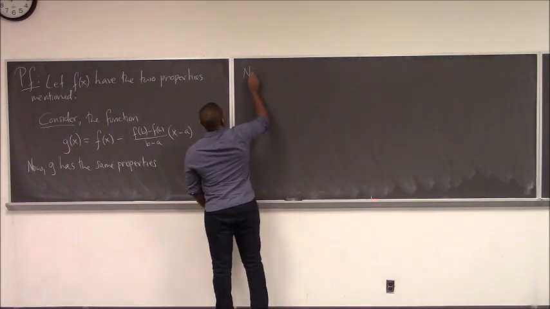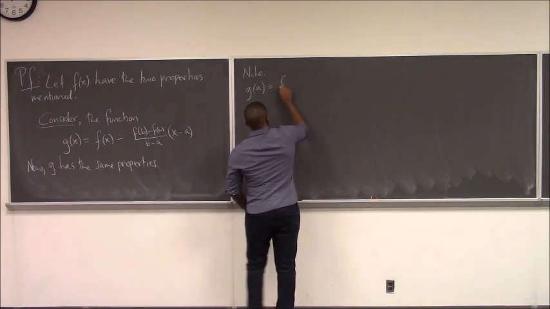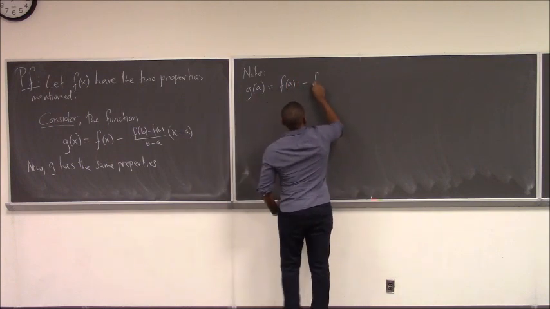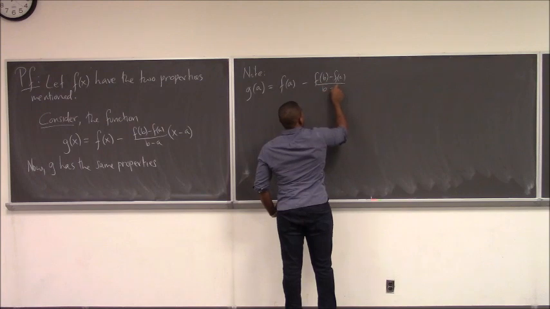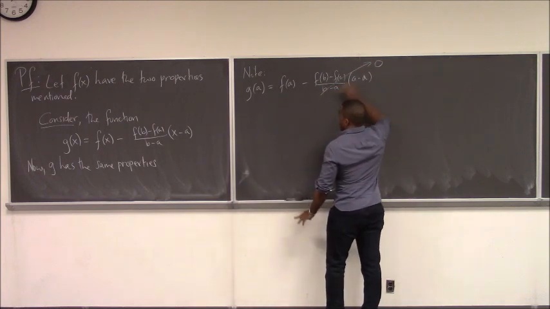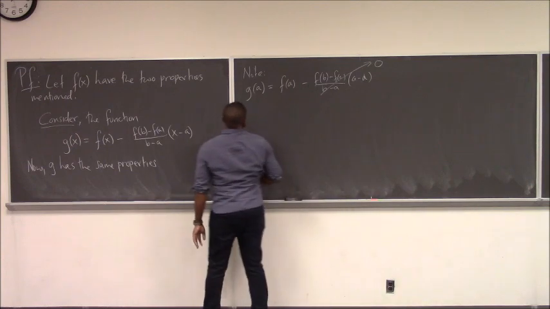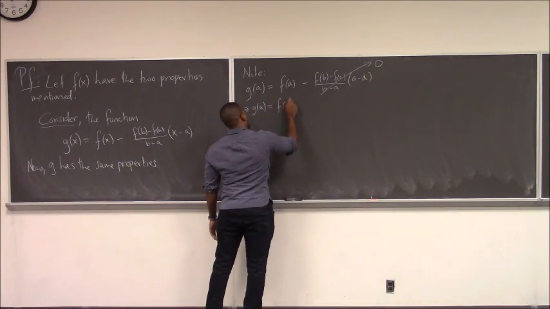Note, look at what g of a is. Well, that's going to be f of a minus f of b minus f of a over b minus a times a minus a. That's therefore going to go to 0. So your g of a equals f of a.